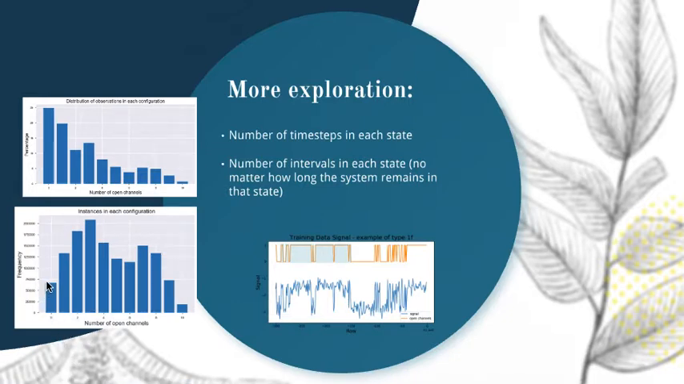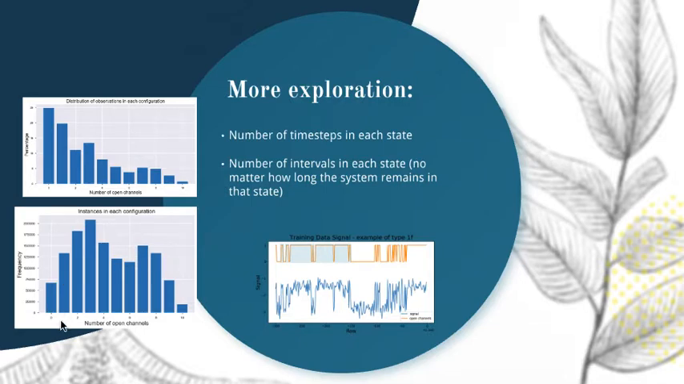We can see that we have only a few intervals that have 0 open channels, and it's 3 open channels that has the highest number of intervals. That also means that if we spend a lot of time in 0 but very few intervals, we must have longer intervals in configuration 0.